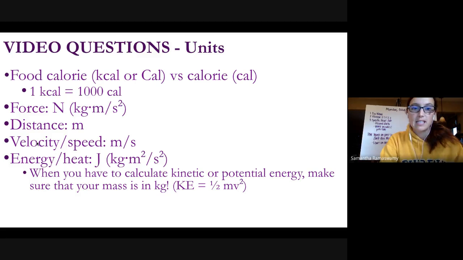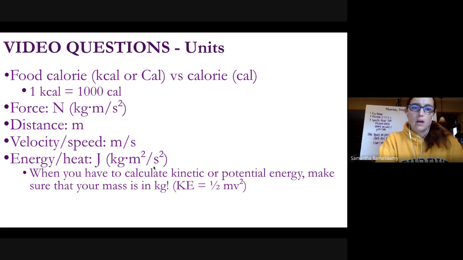And then velocity is the same thing as speed. If you're in physics, please don't tell me the difference. I know there's a difference, but for us, it's okay. Velocity is meters per second, or the speed is meters per second. And then energy, so we focus a lot on energy because heat is a type of energy. That's just measured in joules. But the way that we get joules is it's mass times acceleration. So it's kilograms times meters squared per second squared.